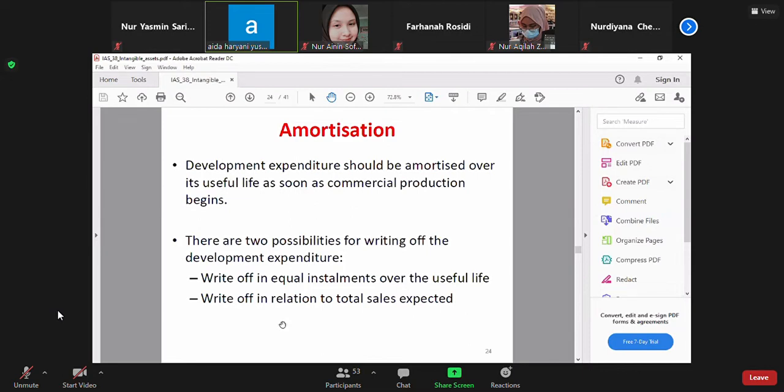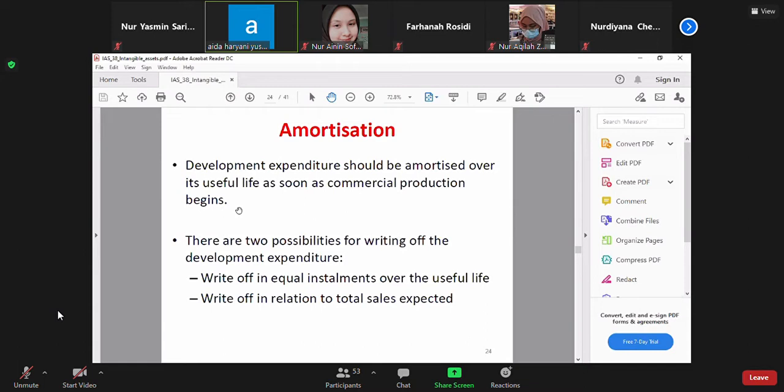As I mentioned, for intangible assets there is no depreciation, but they call it amortization. So the development expenditure should be amortized over its useful life as soon as commercial production begins. Look at this sentence, as commercial production begins. Like the anti-vaccine example, they are now starting to produce the anti-vaccine, so they have started commercial production. So from here you will start to amortize it.